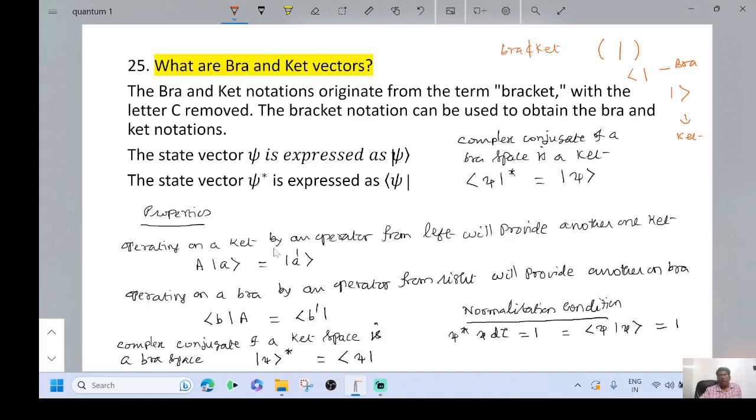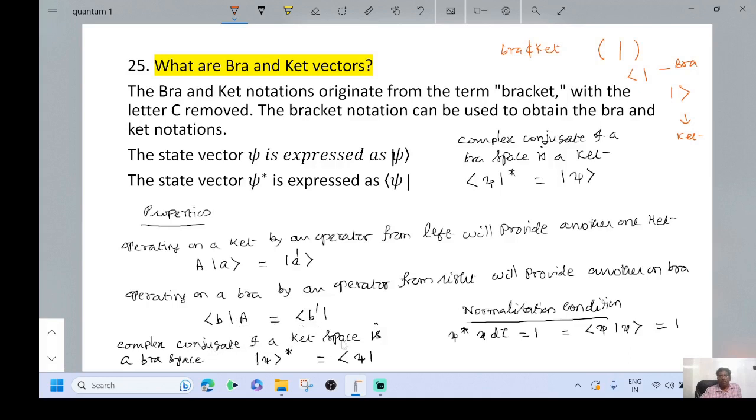Operating on a ket vector by an operator from the left will provide another ket vector. Say A is an operator. From the left we are operating on ket vector A, and we can get another ket vector A star. Operating on a bra vector by an operator from the right will provide another bra.